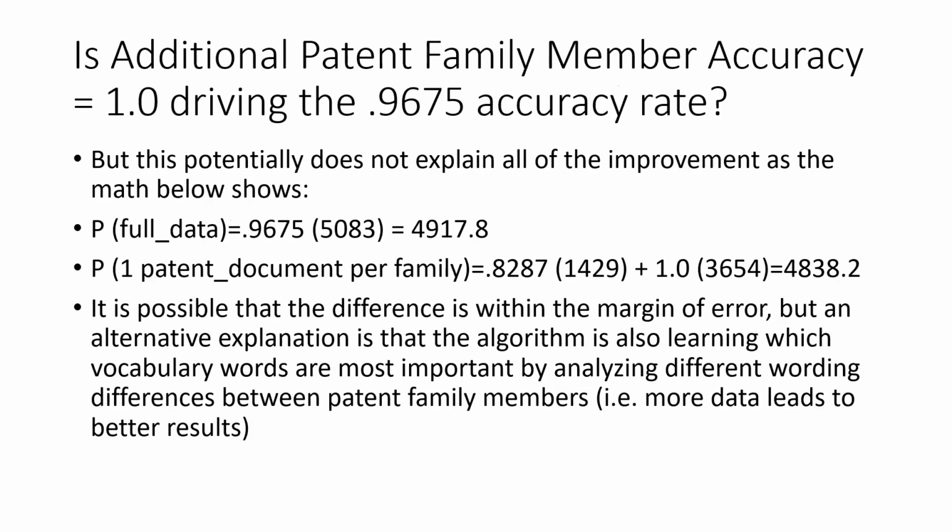That's one possibility, but the math doesn't quite work out that way if it's a uniform distribution, which it's not. So it could be this is within the margin of error. Another alternative explanation is that the algorithm is also learning which vocabulary words are most important by analyzing different wording differences between the members of the same patent family. I.e., this is a big data answer, and more data leads to better results.